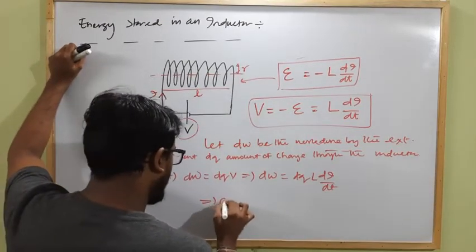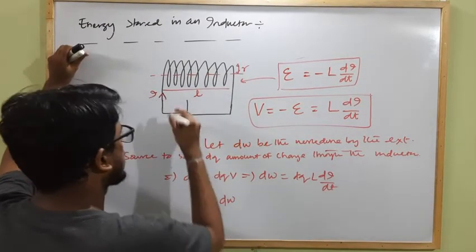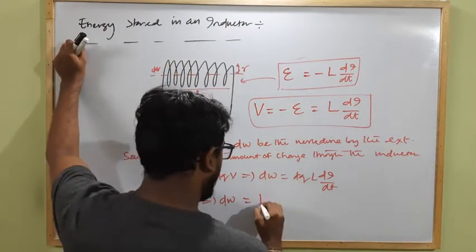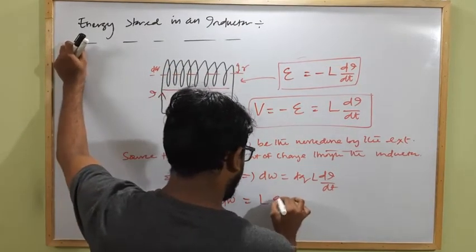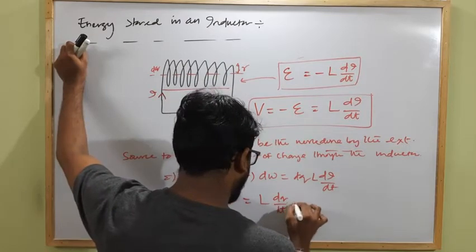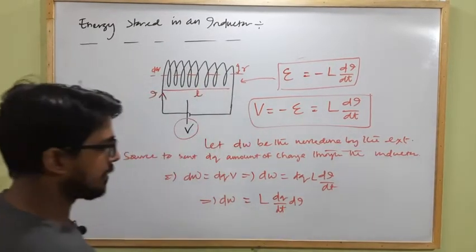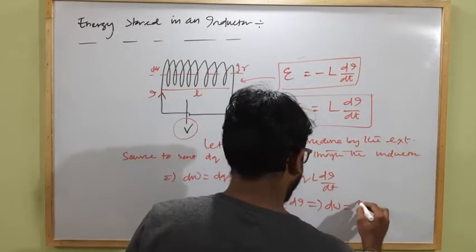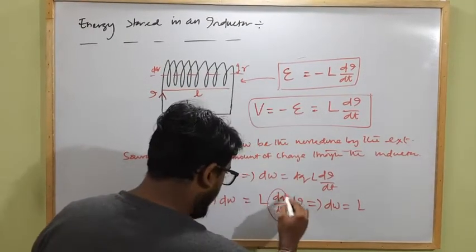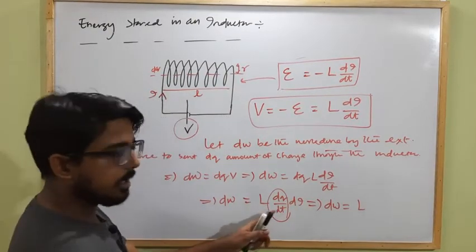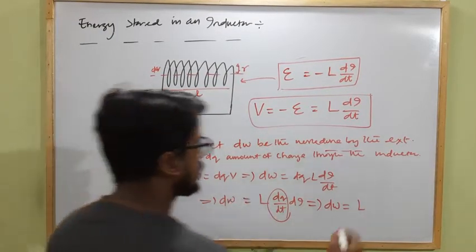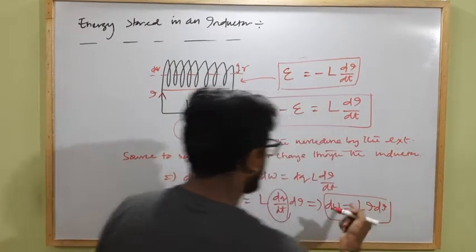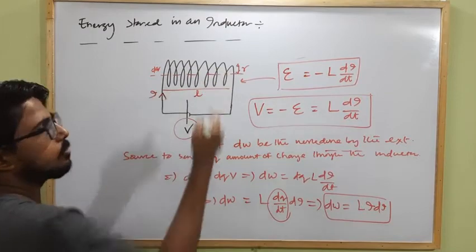So this implies the amount of work done by sending a dq amount of charge through this inductor will be equal to L into dq by dt. By rearranging this I can write dW equal to L into, what is dq by dt? The rate of flow of charge through the inductor is current I, into di. It will be the small amount of work done by sending dq amount of charge.